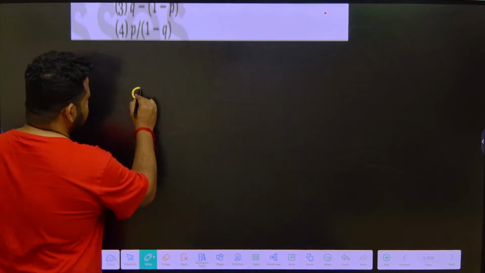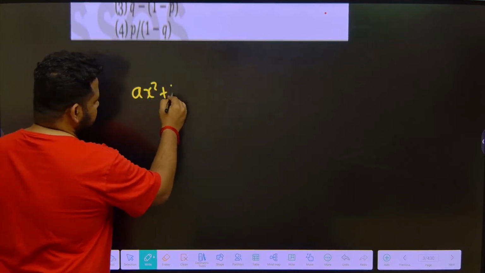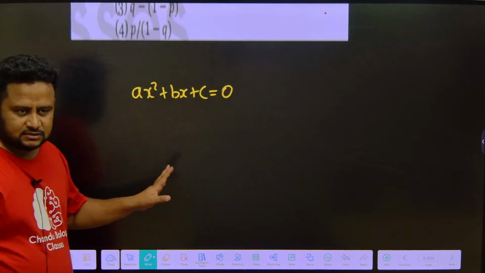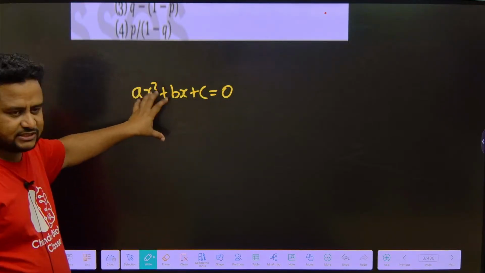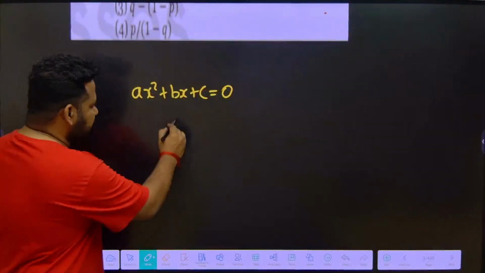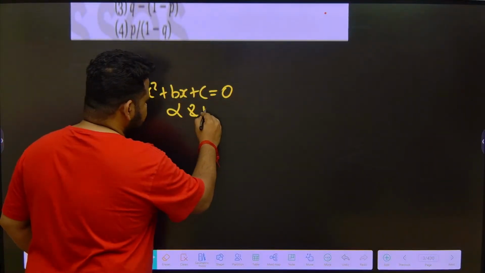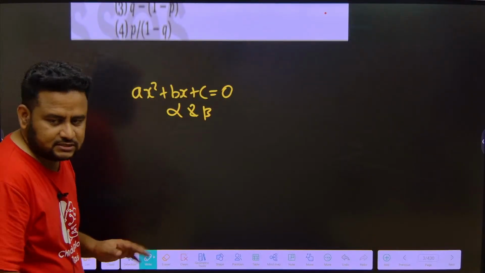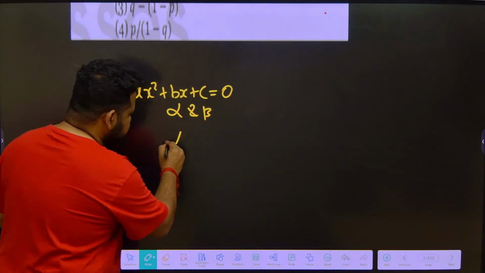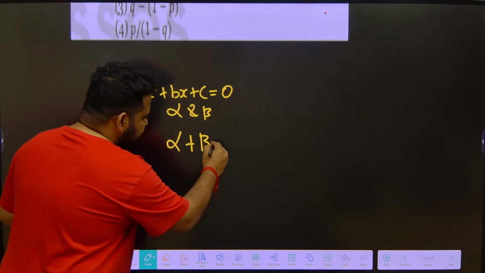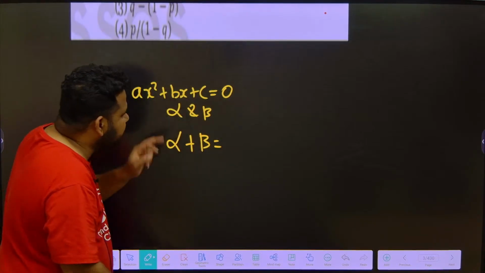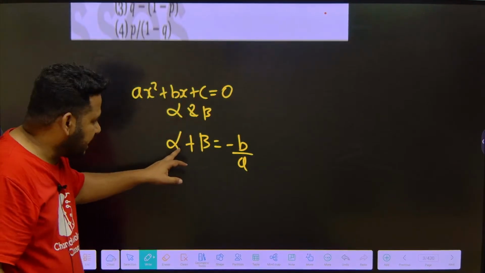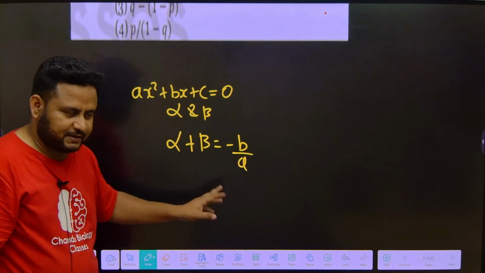If this is the quadratic polynomial ax square plus bx plus c is equal to 0, let its zeros or roots be alpha and beta. Then the sum of the roots, alpha plus beta, is given by minus b by a. Alpha plus beta is minus b by a.